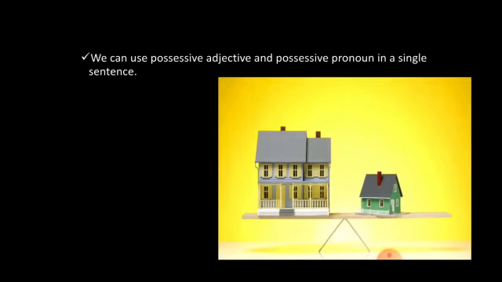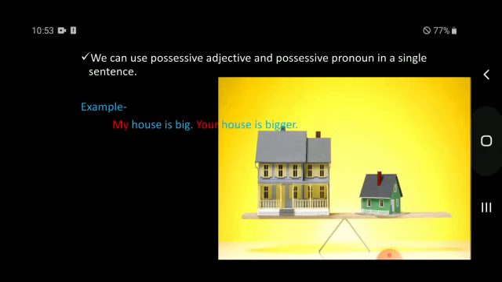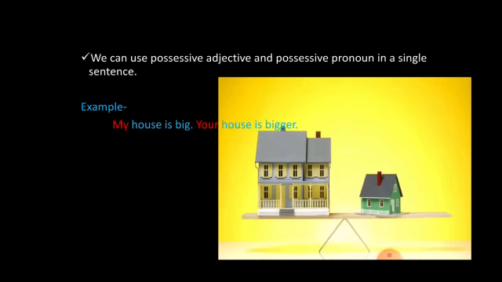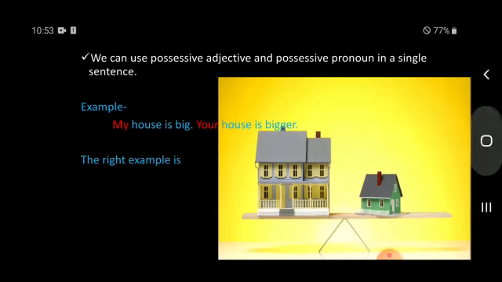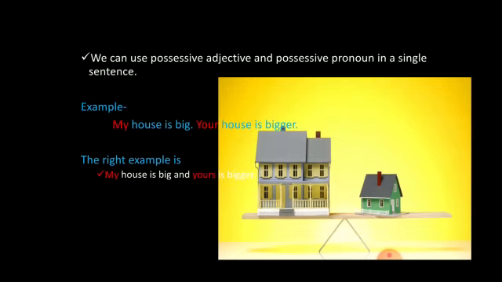We can use possessive adjectives and possessive pronouns in a single sentence. Let us see an example. My house is big, your house is bigger. So both my house and your house are possessive adjectives. In order to use a possessive adjective and a possessive pronoun in a single sentence, we can form the right sentence like this: My house is big and yours is bigger. So we change your house, the possessive adjective, into yours, a possessive pronoun.